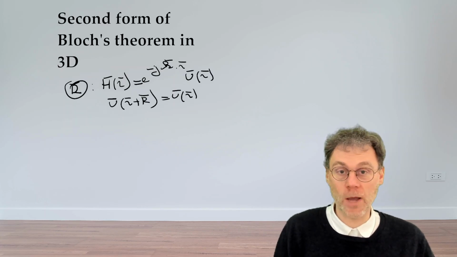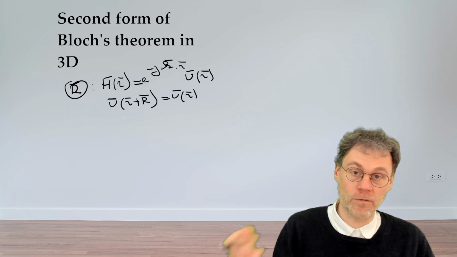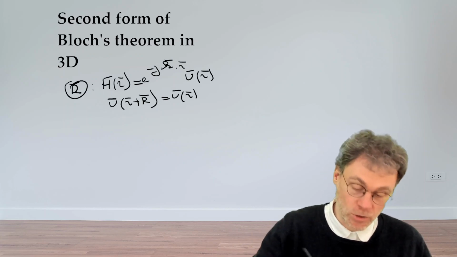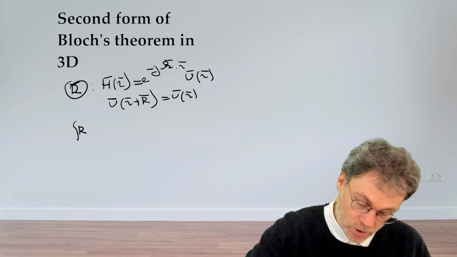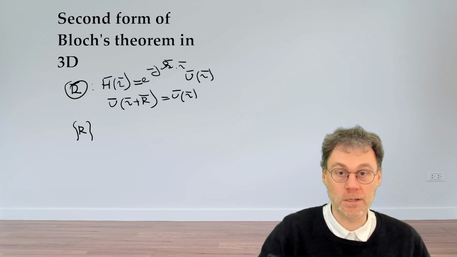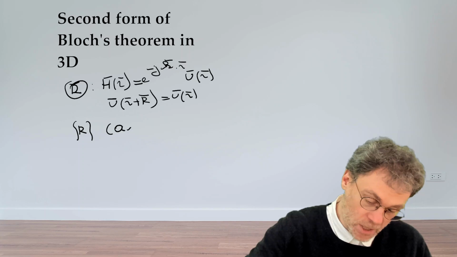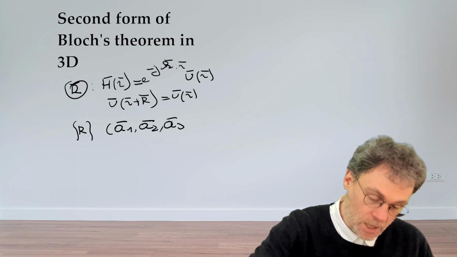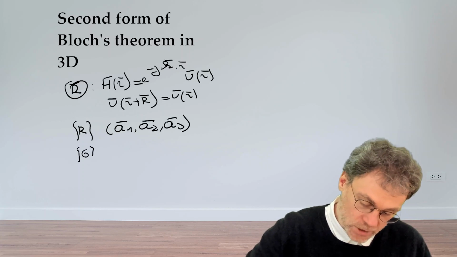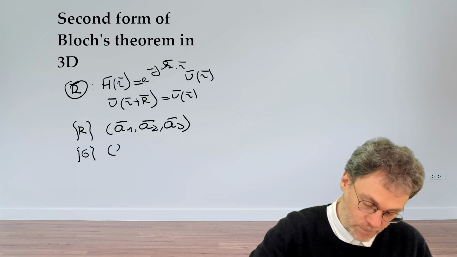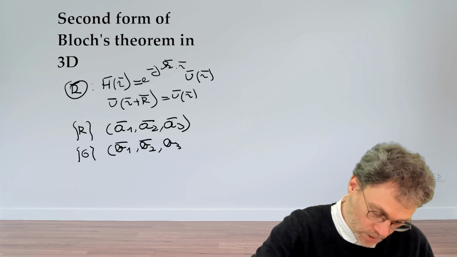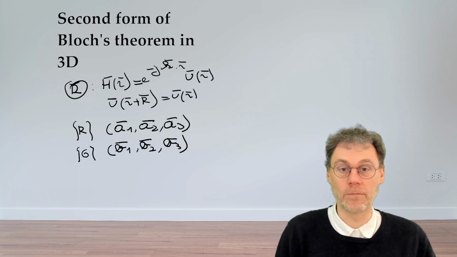And we're going to describe our lattice by the primitive lattice vectors and also the primitive reciprocal lattice vectors. So every lattice vector R can be written as a linear combination of these 3 guys, a1, a2, and a3. But we also know that every reciprocal lattice vector can be written as a linear combination of 3 other guys, b1, b2, and b3.